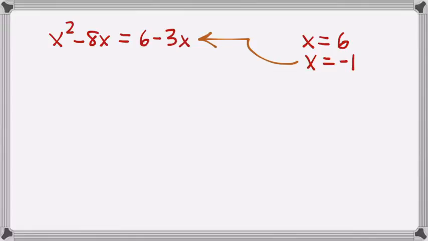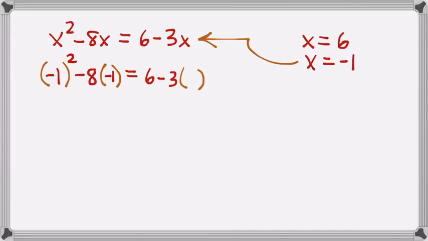So all you need to do is plug it back in, and whenever you plug a number into an expression, hug it with parentheses, just so you don't commit the sign errors that are so tempting to commit. And I'll just put a -1 in here everywhere we see an x. Equals 6 minus 3 times -1. And then all I have to do is evaluate the left-hand side, evaluate the right-hand side. What's -1 the quantity squared? -1 times -1, yeah, positive 1.